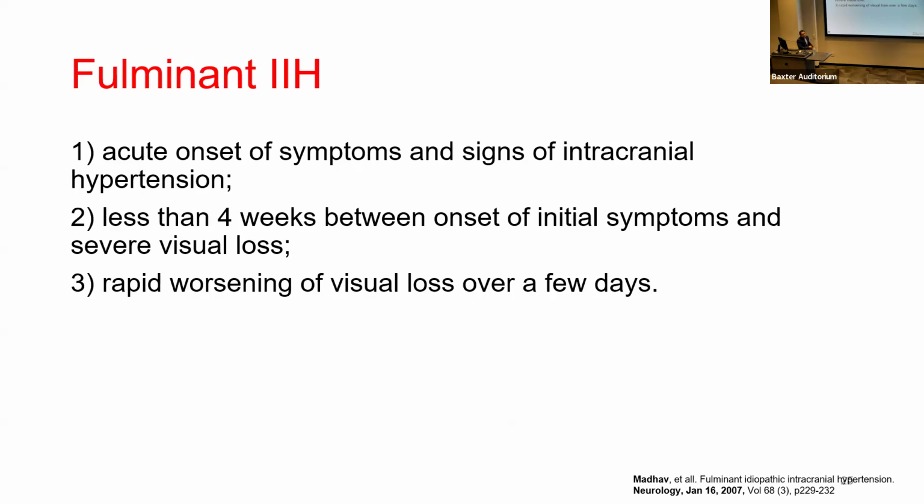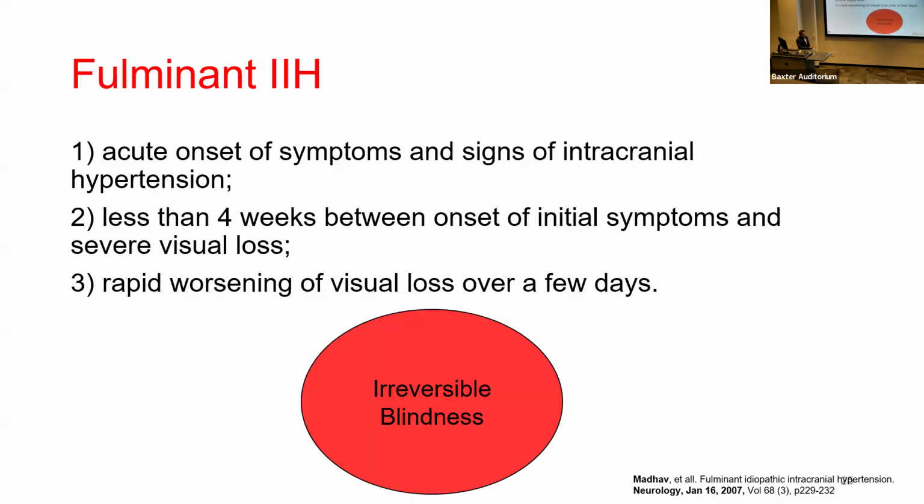So 95% are fine. They're dealing with this for months, and you can send to the outpatient headache clinic, outpatient neuro-ophthalmology, start Diamox, and they will be okay. But 5% of them have fulminant IIH. And what's the problem with that? If you misdiagnose this, blindness.